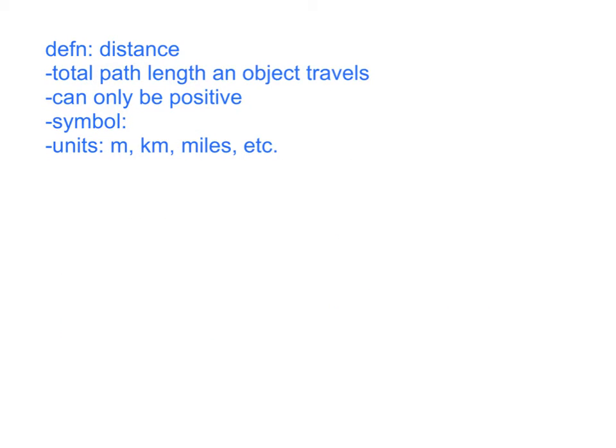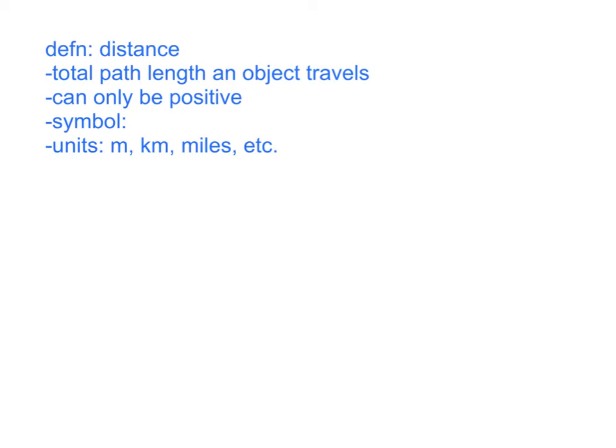Our next definition is distance. Distance is the total path length an object travels. In other words, it's how far you went. It can only be positive. You can't have negative distances. So for example, if you're driving, your car has an odometer. That odometer tells you how many miles your car has. That number is only going to be positive. That number cannot go backwards. It tells you the total amount of miles. So distance is the total amount that you travel.